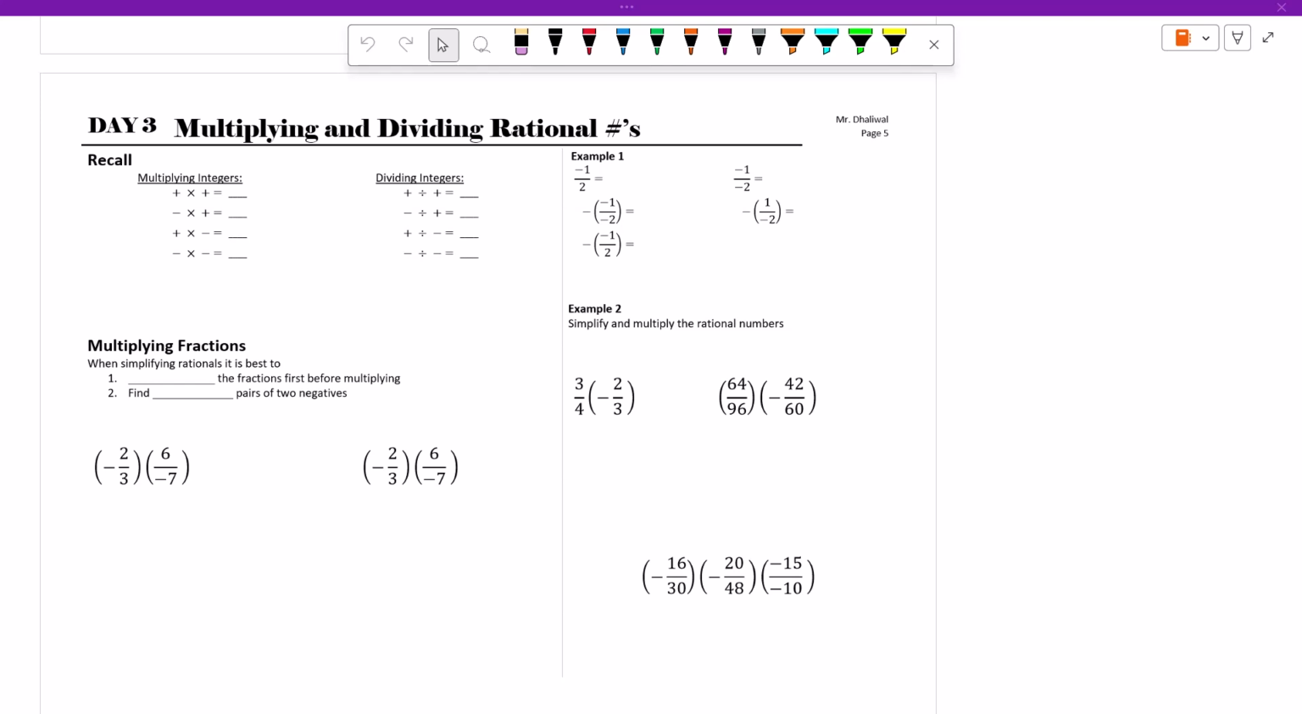Day 3, and this is probably one of the most important lessons for this chapter going forward to skills for next year. How to multiply and divide fractions. You've done this before. You did it in grade 8. And so that's what the rest of the chapter is.